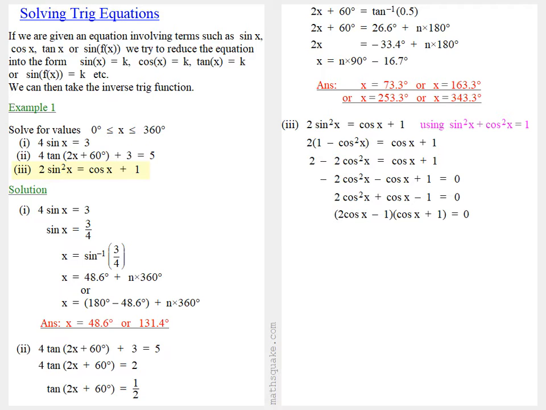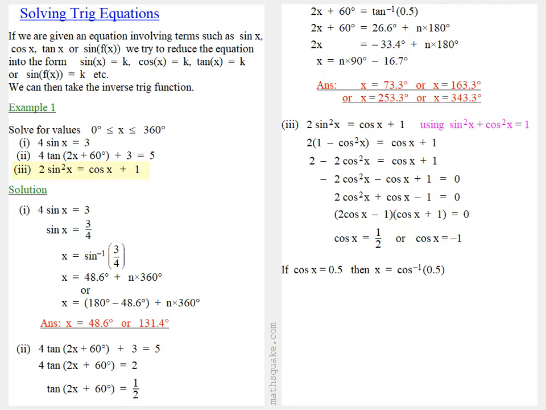Now, if two things multiply to make 0, one of them must be 0. So either 2 cos x minus 1 is 0, or cos x plus 1 is 0. So cos x is equal to a half, or cos x is equal to minus 1. Now if cos x is equal to a half, or 0.5, then x is equal to the inverse cosine of 0.5, which has a principal value of 60 degrees.